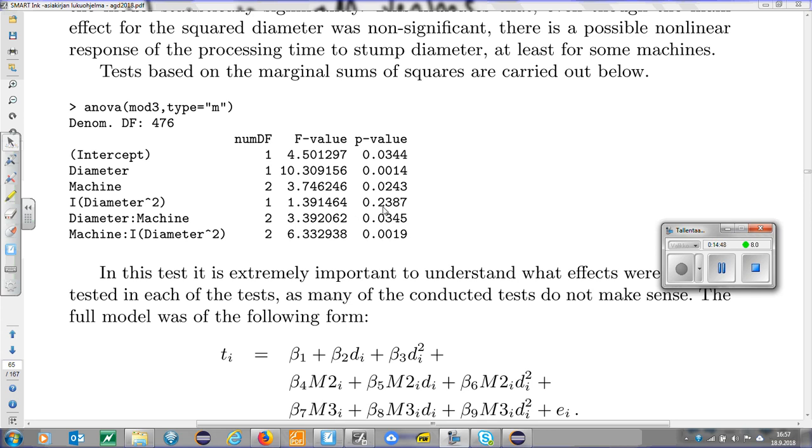It does not mean that we should drop the diameter from the model. It just tells that for machine 1, that is our default machine, the second order term is not necessarily needed. But we still have this also. So whenever we drop this diameter squared from the model, it still assumes that we have this machine and diameter interaction. So it means that we have the second power for machines 2 and 3, but not for the default machine.